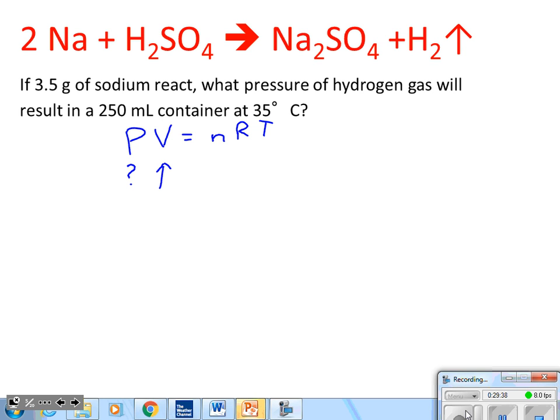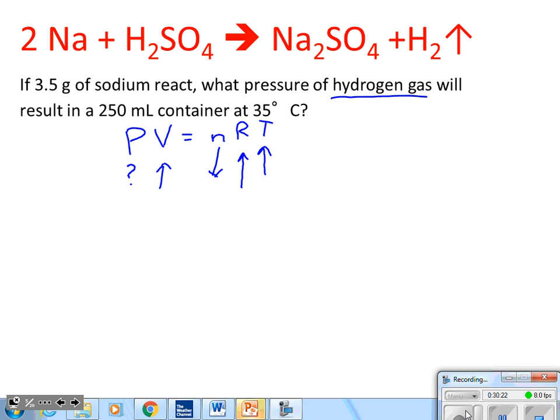So how many liters is that? What's my conversion, milliliters to liters? 3 jumps, what way? 3 to the left, so it's 0.250 liters. Do I have n? Nope. Do I have R? I always have R, don't I? Do I have T? Yes. Can I find n? Yes. So that's what we need to do first. We need to find n. What is n? We need the moles of hydrogen gas.